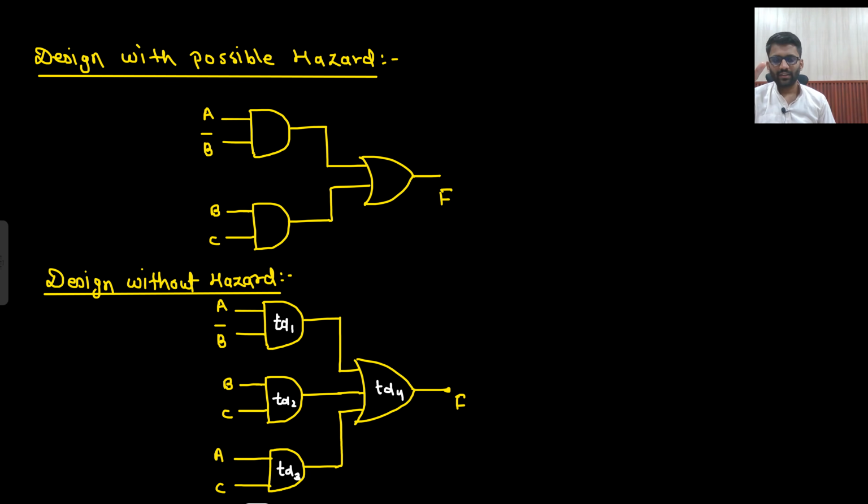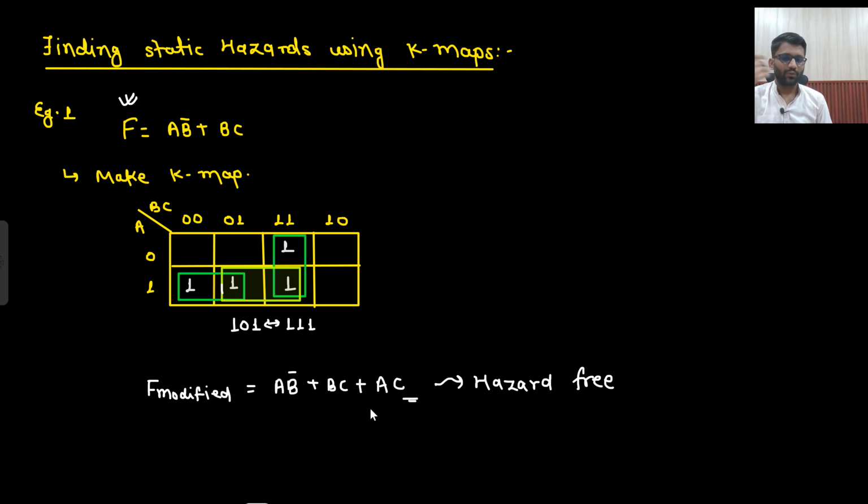So what is the way? These kind of questions are asked: what should be your modified F expression such that there is no hazard in all the delay cases. So what you will do, first you will implement this 1111, then you will see what other pairings or clubbings are possible. This is the other clubbing possible, so I just need to include it here. That's it. Well and good.